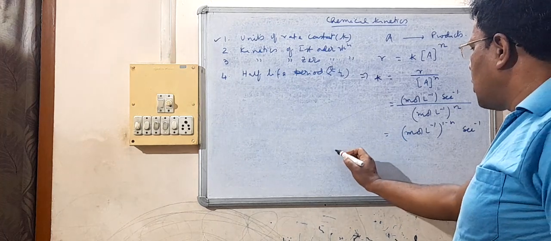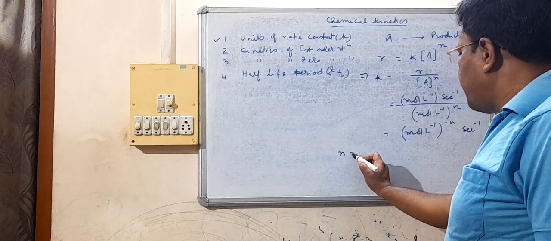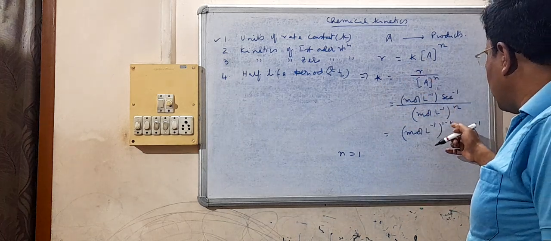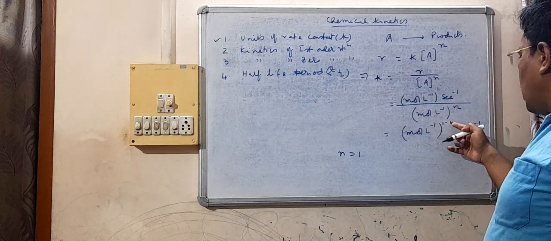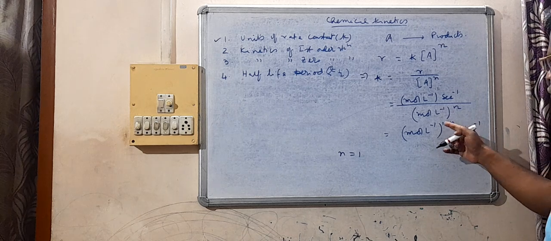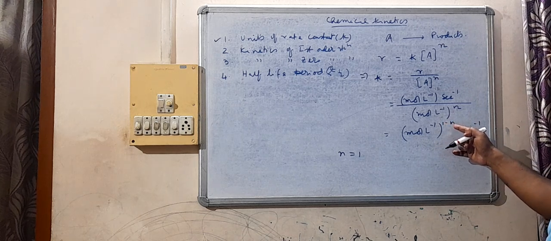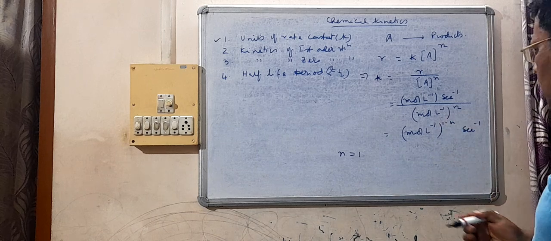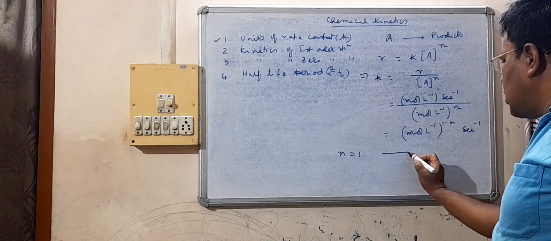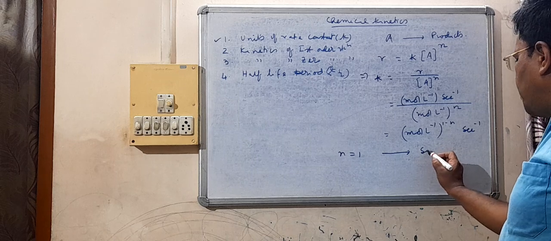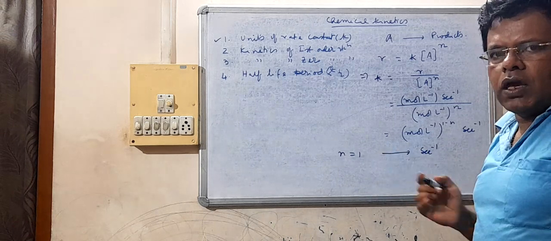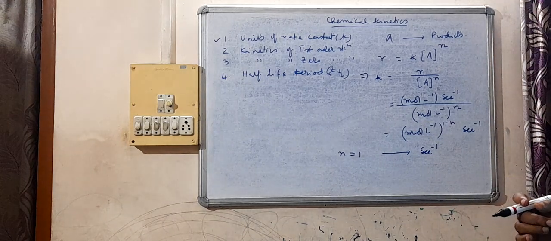Now suppose a first order reaction. For a first order reaction, we have to put the value of n equal to 1. So 1 minus 1 will be 0. Anything to the power 0 is 1. So in that case, the unit will be second inverse. So this is the unit of k for a first order reaction.